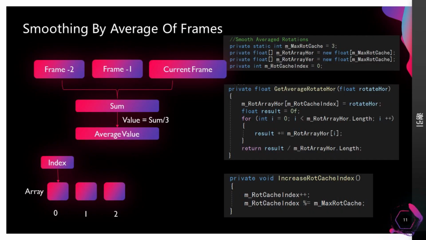I use an array and index to keep track of the mouse input each update. The index would go 012012 like that.